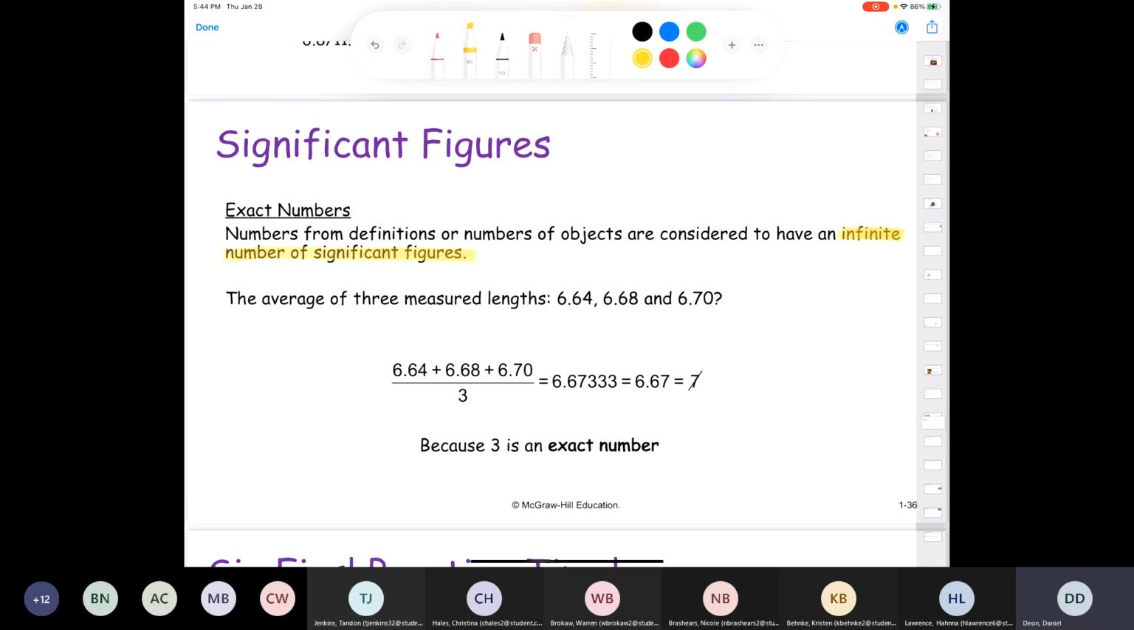So if we had 3 lengths and we wanted to take the average of these 3 lengths. Now, what's funny about these lengths is there are no units. But anyhow, let's say we measured something 3 times and we got these 3 measurements and we want to take the average of them. If I tally up the numerator, I should only have 2 decimal places because each one of these numbers only has 2 decimal places. I get 6.67. Since 3 is in the 0, 1, 2, 3, 4, the 7 is going to stay.